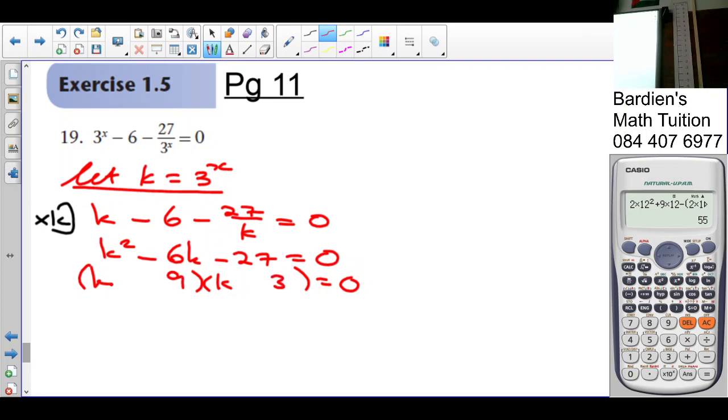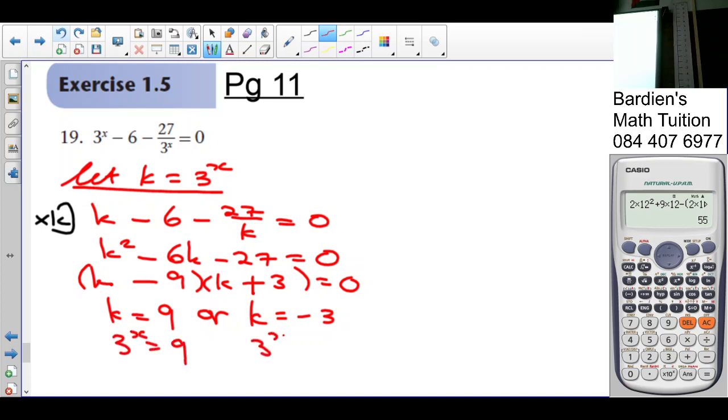Do we add or subtract our products? Subtract. It's minus plus. So k minus 9 is equal to 0, so k is equal to 9. Or k plus 3 is equal to 0, k is equal to negative 3. But what is k? 3 to the x. So 3 to the x is equal to 9. So 3 to the x is equal to negative 3.